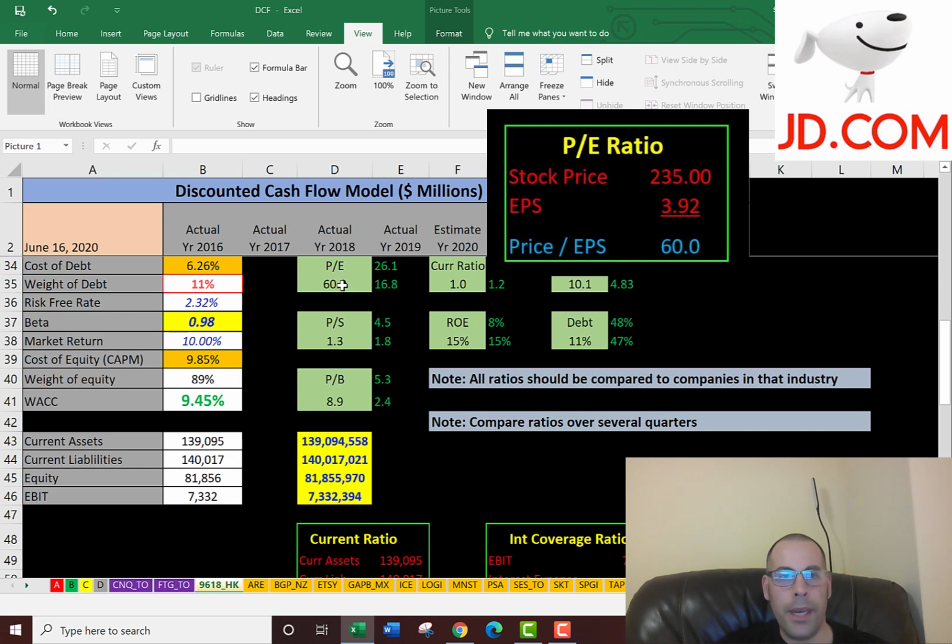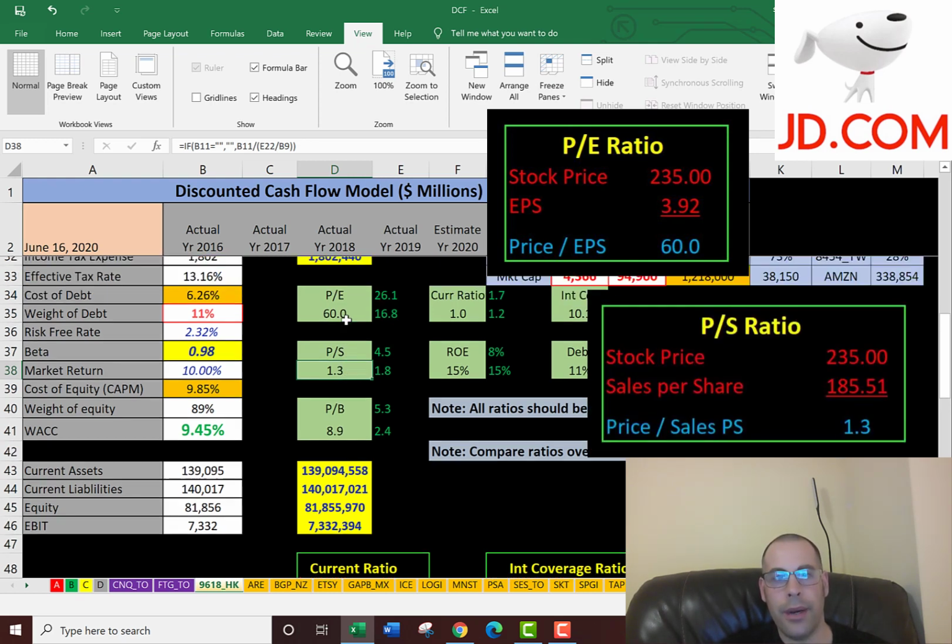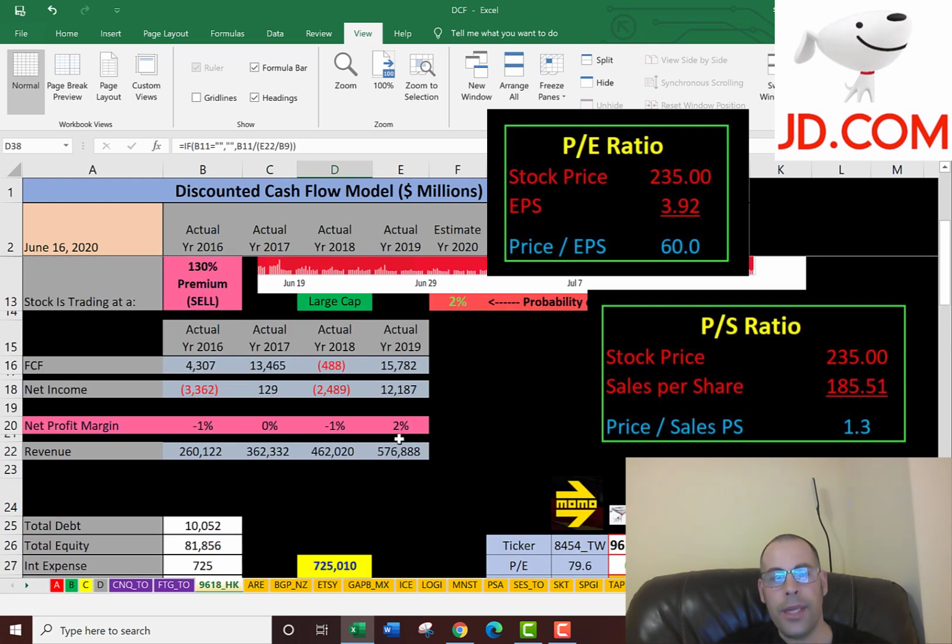They have a terrible PE of 60, that's price of stock over earnings per share. They have a good price to sales ratio of 1.3, that's price of stock over sales per share. The reason they have such a bad PE and a good price to sales ratio is because look at their revenue growing. That's the price to sales ratio, revenue. But the net income is tied to the price to earnings ratio, and they're not doing a good job converting the revenue into net income.